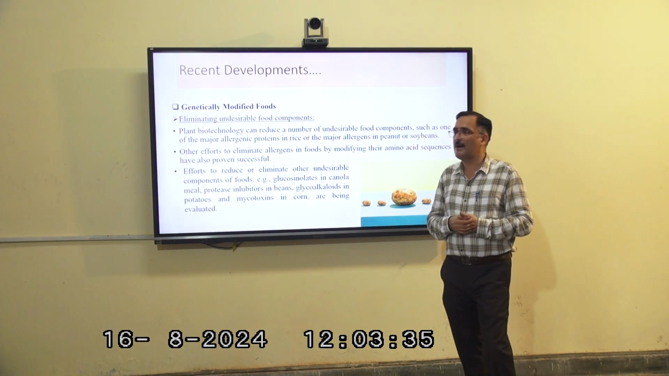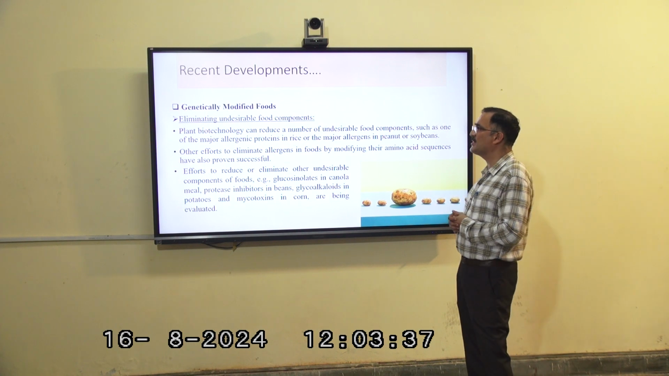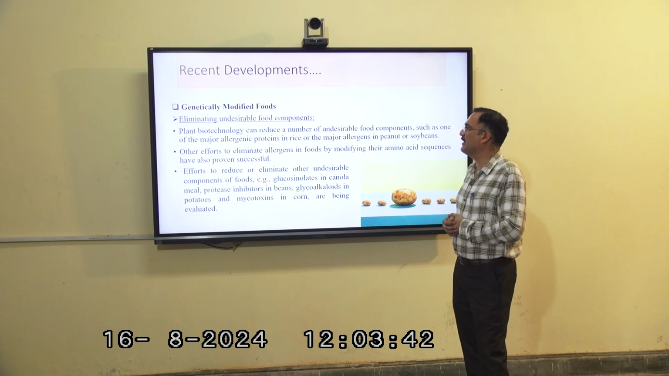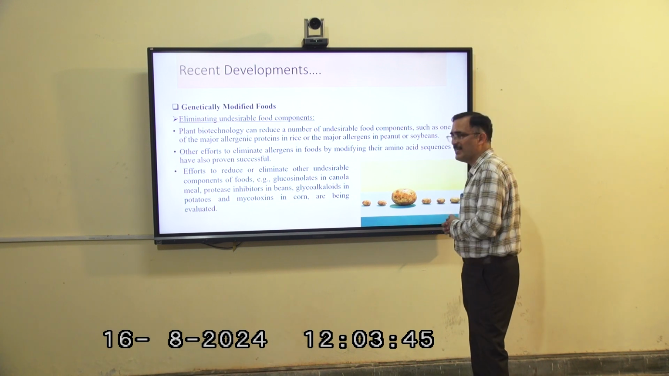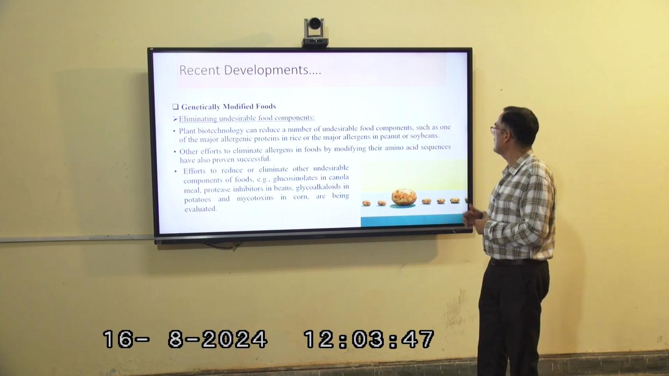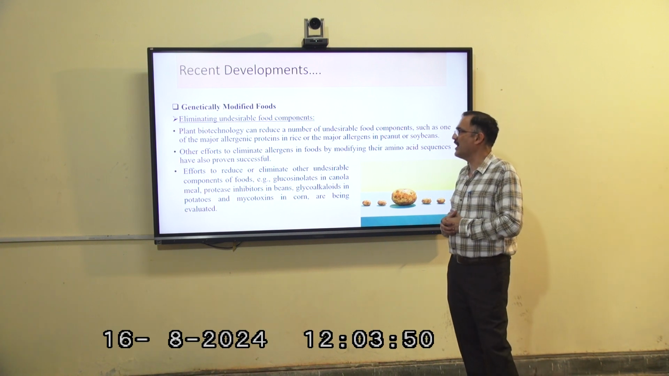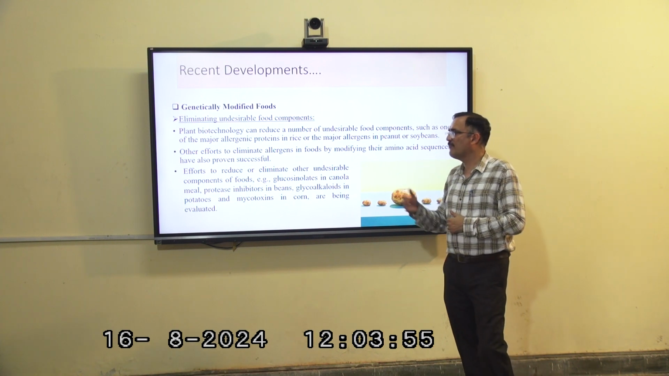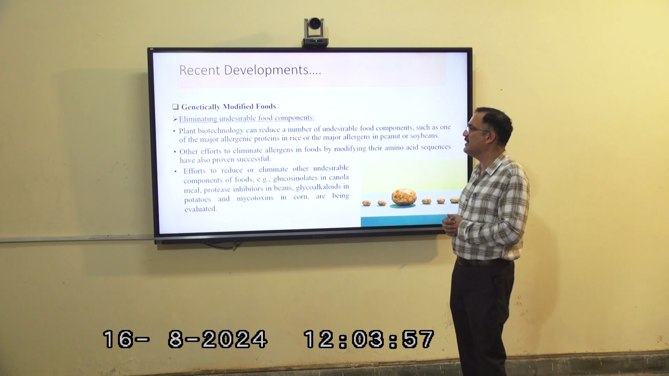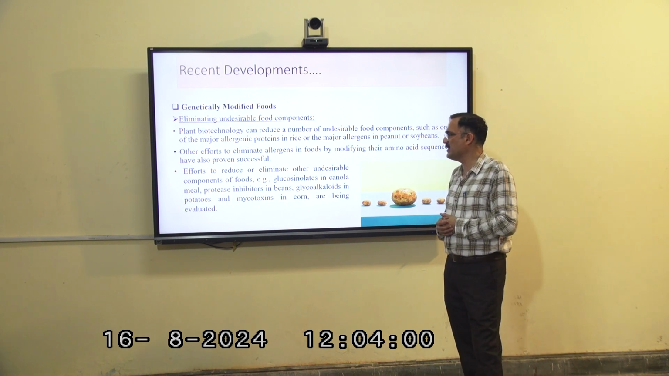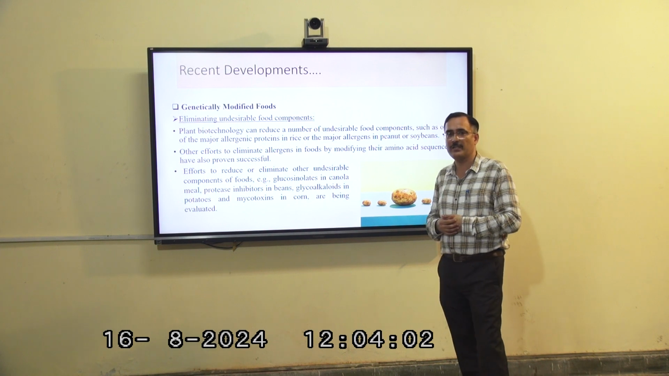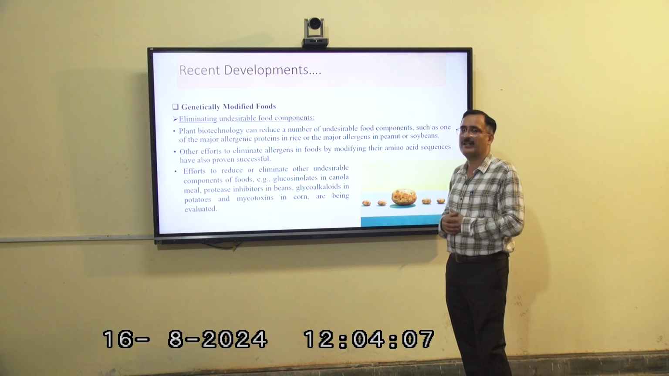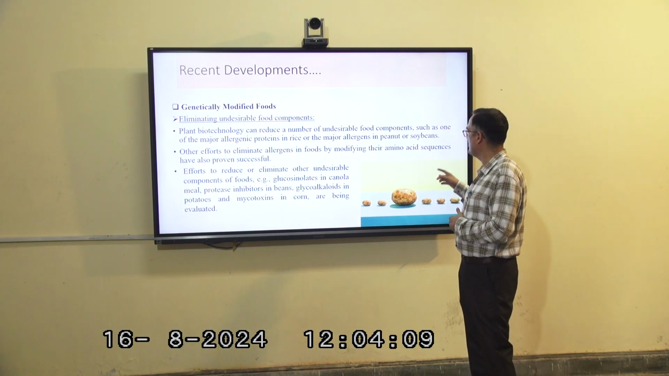Then these are certain examples: genetically modified foods which eliminate undesirable food components. Plant biotechnology can reduce a number of undesirable food components, such as one of the major allergic proteins in rice or the major allergens in peanut or soya bean. We can also reduce or eliminate other undesirable components of food, like glucosinolates in canola, wheat, protease inhibitor in beans, glycoalkaloids in potato, and mycotoxin in corn, that can be developed through these genetic engineering approaches.